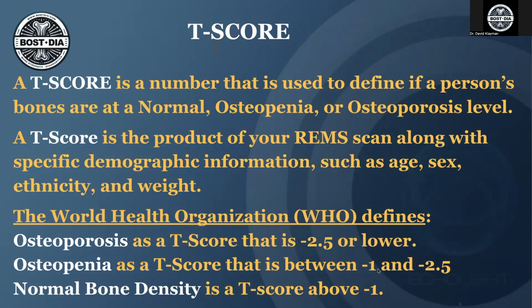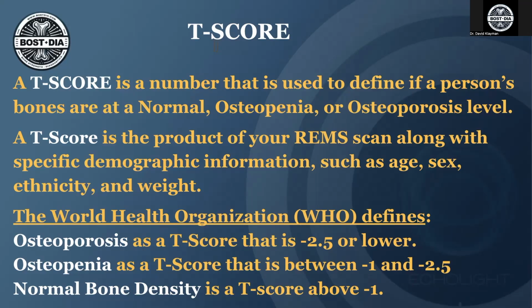The third definition is a T-score, and we're going to talk about T-scores throughout the presentation today. A T-score is a number that is used to define a person's level where your bones are at, meaning are they normal in their bone density, are they in the osteopenia range, or are they in the osteoporosis level? A T-score is a product of your REMS scan as well as a combination of demographic information such as your age, your sex, your ethnicity, and your weight. We combine all of this data to put a score together called a T-score.